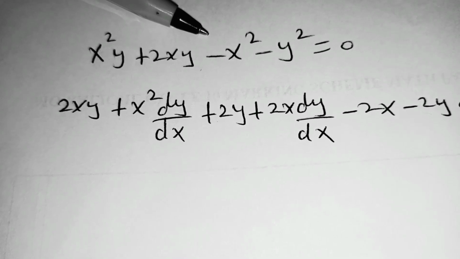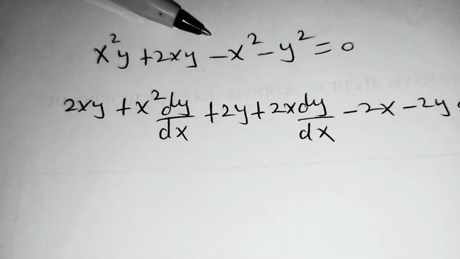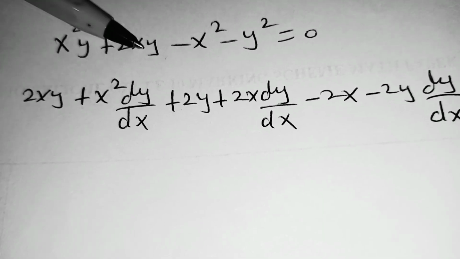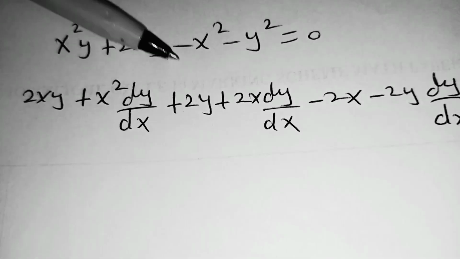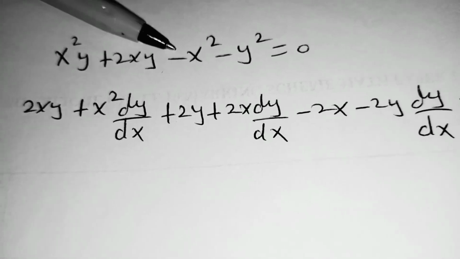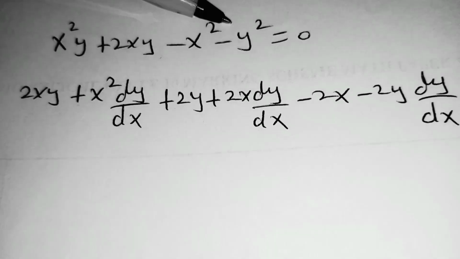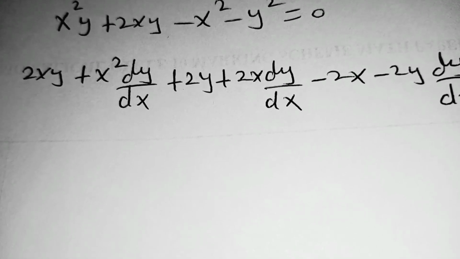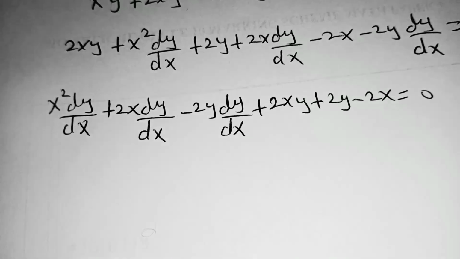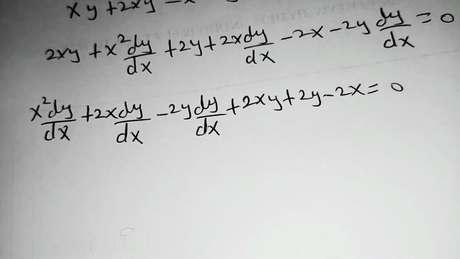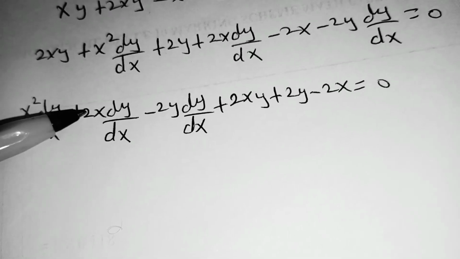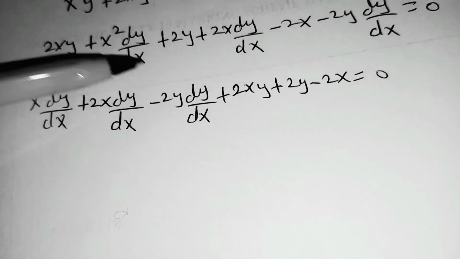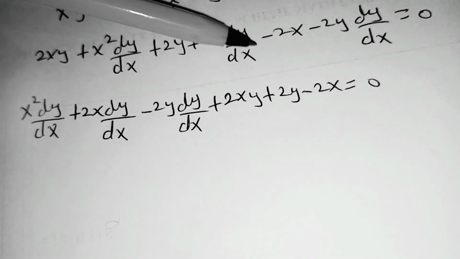Next, we differentiate y. When we differentiate y, holding 2x constant, you will have 2x dy/dx. You differentiate x squared, which is 2x, minus 2y dy/dx. The next step, you collect the terms with dy/dx: x squared dy/dx plus 2x dy/dx minus 2y dy/dx, then plus 2xy, the one which is here, then minus 2x is equal to 0.